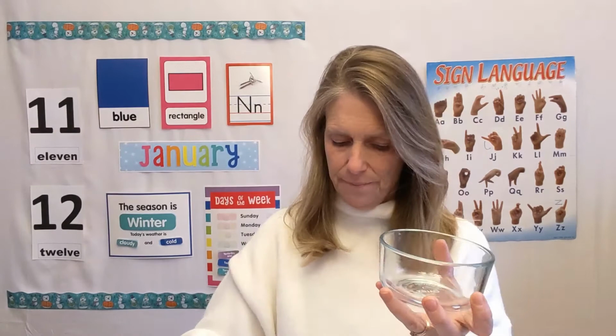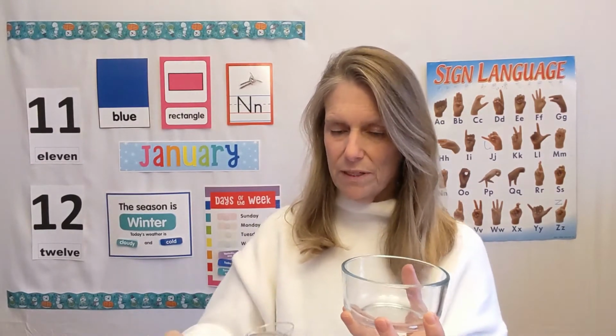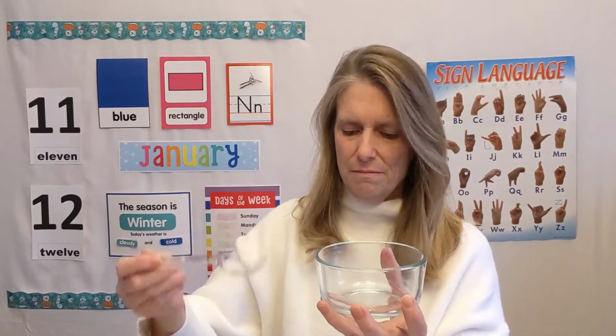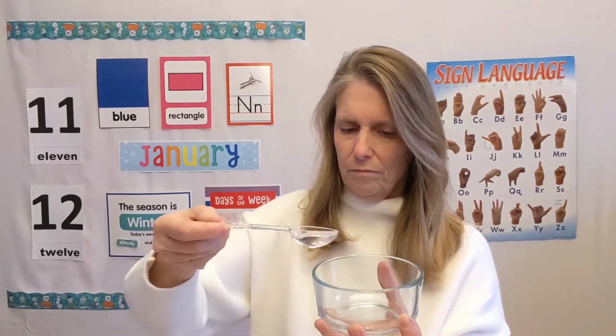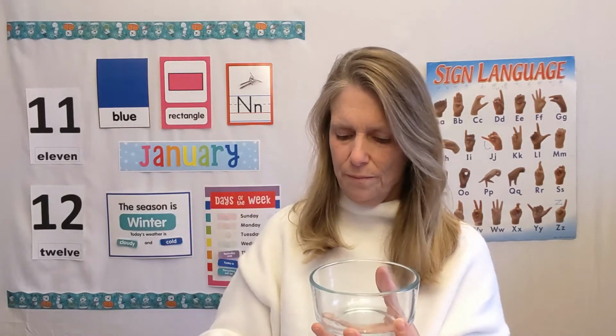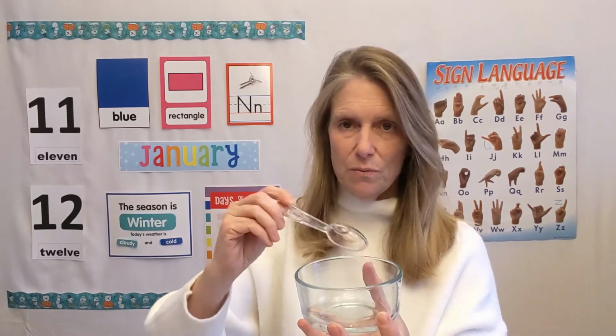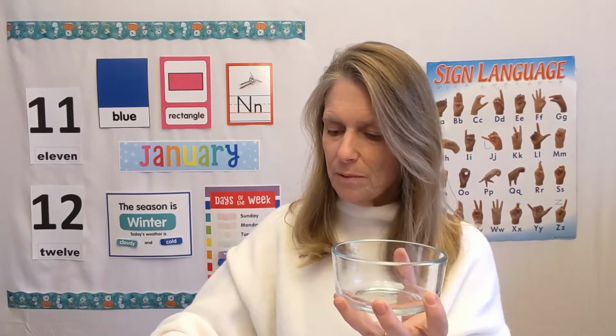Now I'm going to take a couple of tablespoons. I have a tablespoon measurement here. Let's count. 1, 2, let's do one more. 3 tablespoons of water. Now I'm going to take just a little bit of blue food coloring.